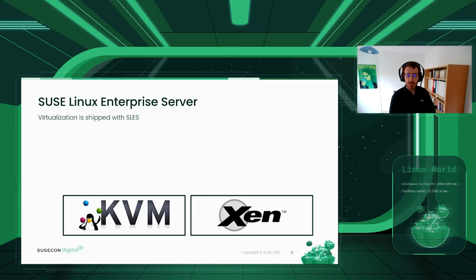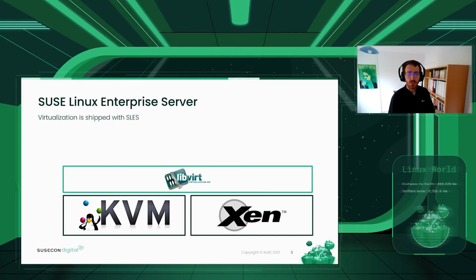First, SLES ships two hypervisors, KVM and Xen, so that you can choose which one you want to use. This is the software that is actually running the virtual machine. Then you have libvirt, which is an API to manage virtual machines on the hypervisor, with the same API, whatever the hypervisor is.